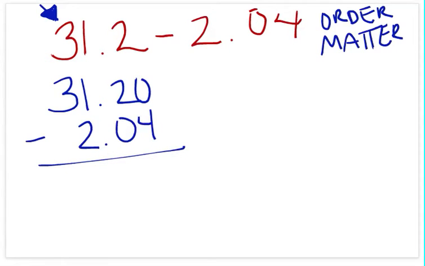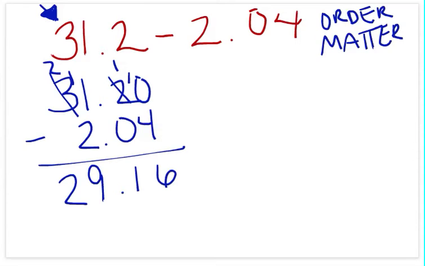Now, if I have 31.2 minus 2.04. Again, there's a space, I put a 0. Now, I have to subtract 2, 10, 6, 1. This becomes a 2, 9, and 2. So that becomes 29.16. Okay? Again, you see that my decimals are lined up. And they go straight down. I should have a whole line of decimals.